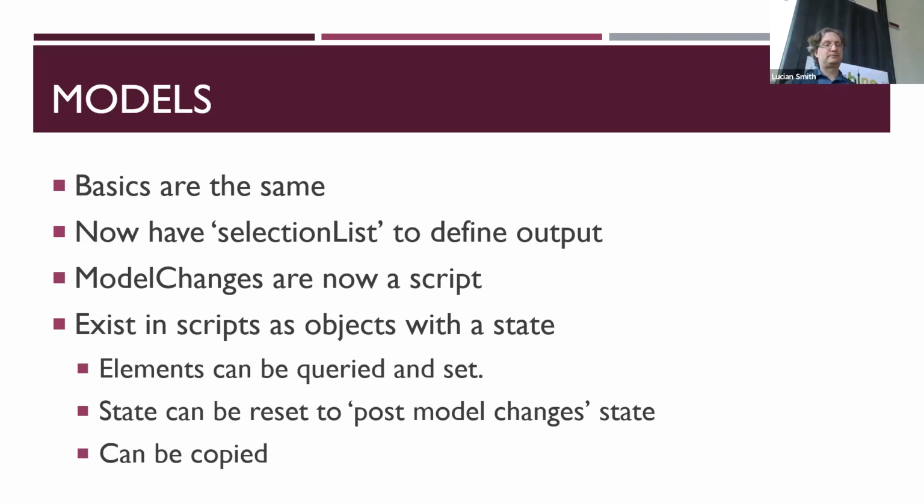What do you define as selection list or everything? Everything. The state is everything. The selection list is just what is output. This is what I was talking about with resetting. The model object is defined and has the list of changes, and that's its initialization state for all the other scripts, and you can reset it to that. Or you can copy it if you want to make further changes.